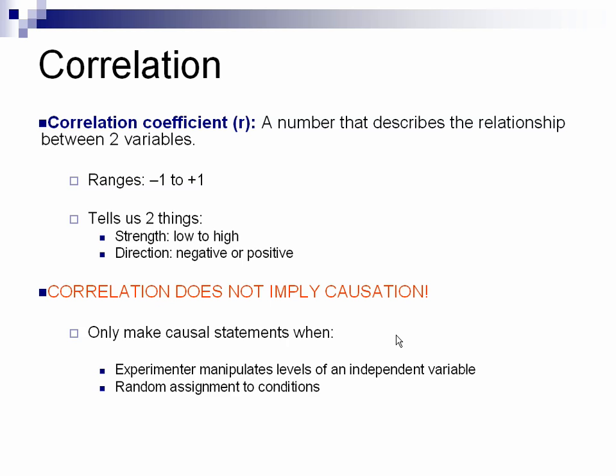In that experiment, an experimenter is going to manipulate the levels of an independent variable, and you're going to randomly assign people to conditions. You just simply can't do that with correlational studies. So you're not conducting an experiment, and you're not able to determine causality.